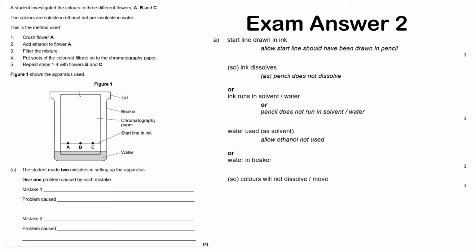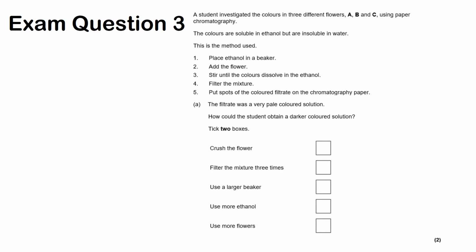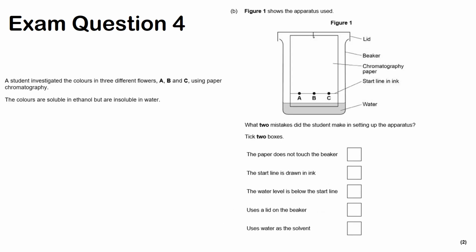So mistake number 2 is that we've used water as a solvent, and the issue that it's going to cause is that the colours won't dissolve and move up the paper. Okay, that's for mark number 4. So what you'd need to do to make this work is swap out your solvent for ethanol. Okay, so exam question 3 is worth 2 marks, and then exam question 4 is also worth 2 marks.